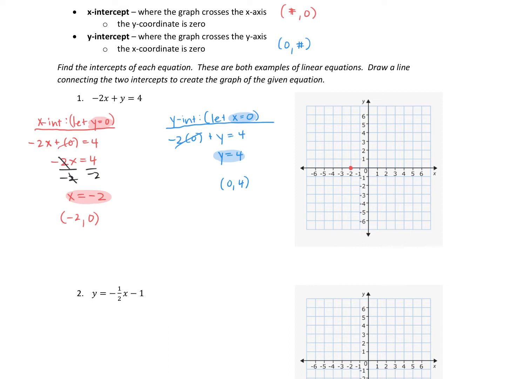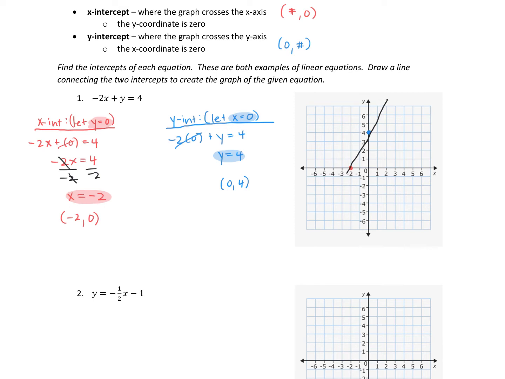Okay, so now I'm going to go plot that. 0 left and right, but up 4. So the blue is my y-intercept. And now, in the directions I asked you to join these in a line.